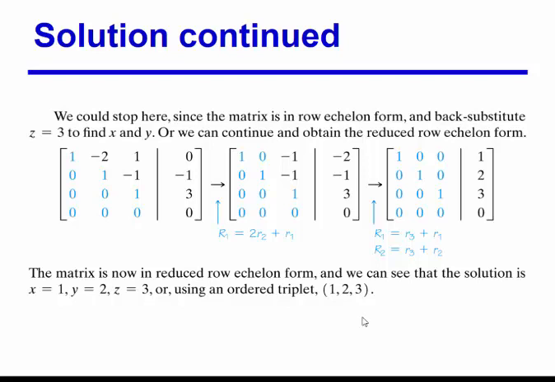Or we can continue and obtain the reduced row echelon form, which is the last one here. So the matrix now is in reduced row echelon form. We can see that the solution is x equal to 1, y equal to 2, z equal to 3, or the ordered triple (1, 2, 3).